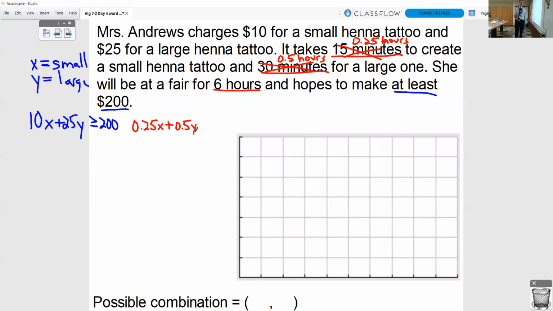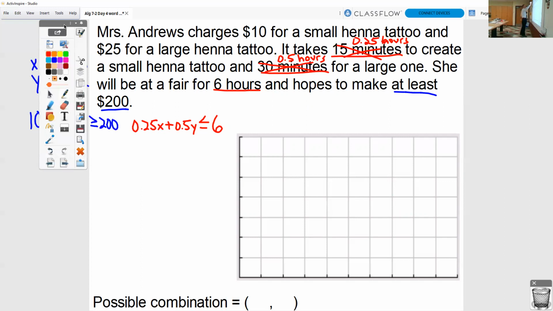Now, this is another one that doesn't tell you specifically what symbol to use. However, she's going to be there for 6 hours. Could she be there exactly 6 hours? Sure. So, or equal to is definitely one of them. Could she be there for less than 6 hours? Sure. Could she be there for more? No, because they're going to be closed. So there's our two equations.